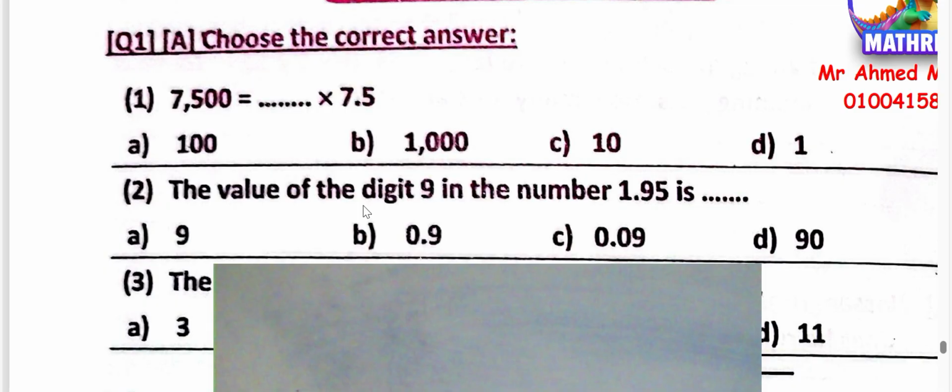Next, number 2. The value of the digit 9 in the number: 9 here lies in the tenths place, and the value will be 0.9, 9 tenths. Letter B. Next question. The prime number whose sum of factors is 12 will be 11.